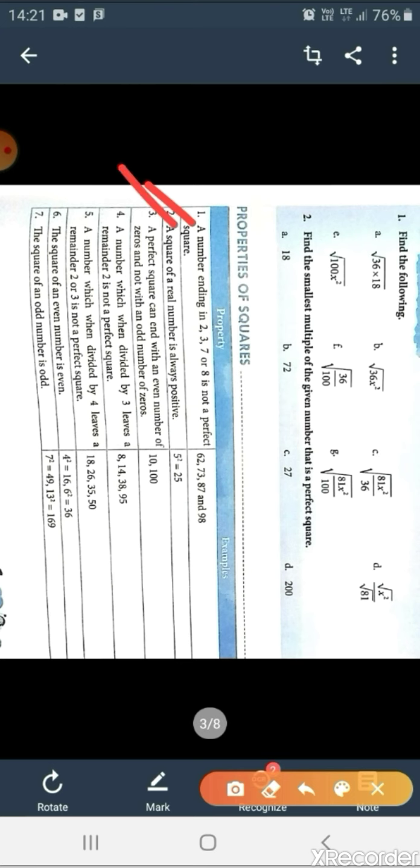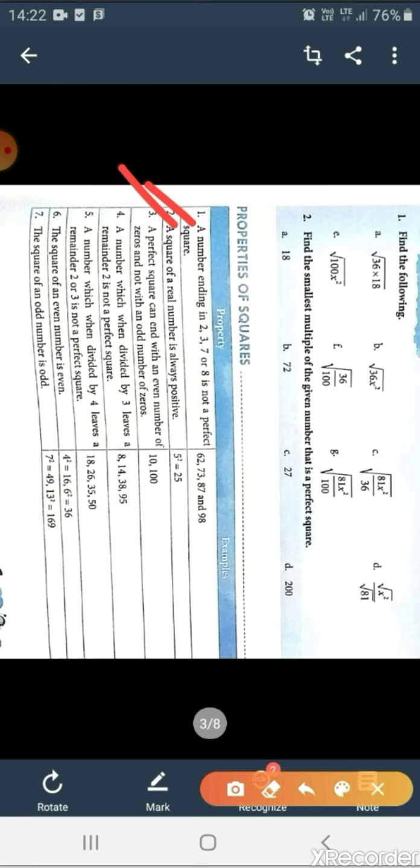Third, a perfect square can end with an even number of zeros and not with an odd number of zeros. A perfect square can end with an even number of zeros. What does this mean? It always ends with an even number of zeros, not with an odd number of zeros.